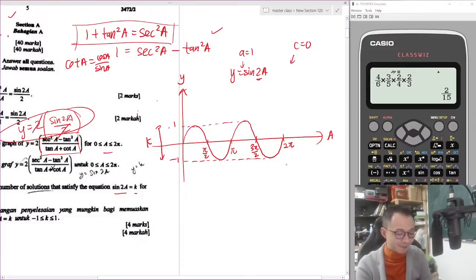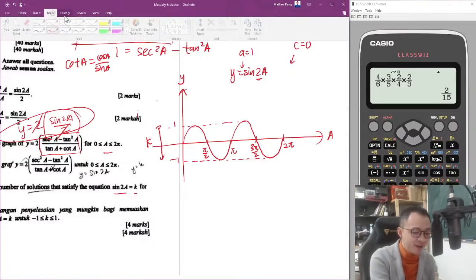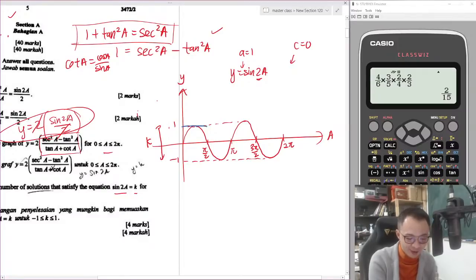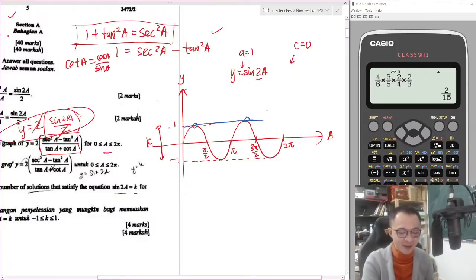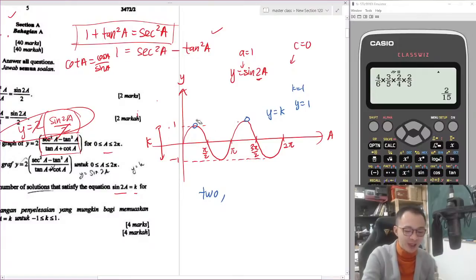Now they ask me to find the possible number of solutions. Then you have to ask yourself, if the line is at the 1 here, how many solutions do you have? You're actually touching 2 points, isn't it? Let's say y equals k, so I assume k equals 1. Then you have y equals 1, so you have 2 solutions. But what if I am anywhere in the middle here? Then how many solutions? 1, 2, 3, 4. So it's possible I will get 4 solutions.